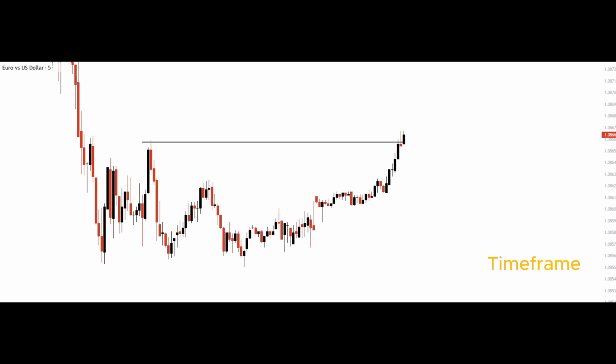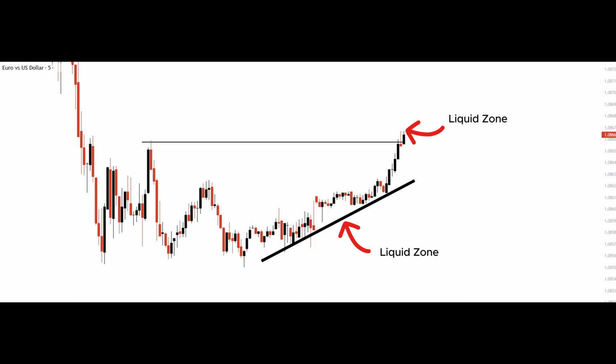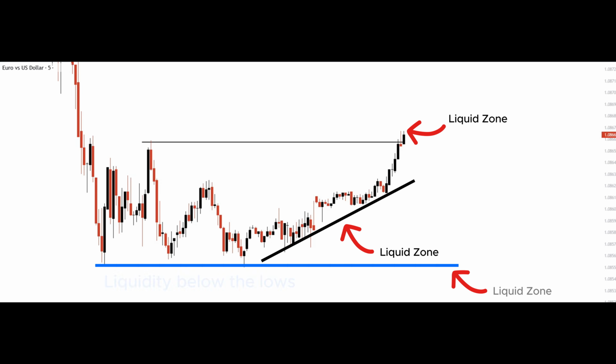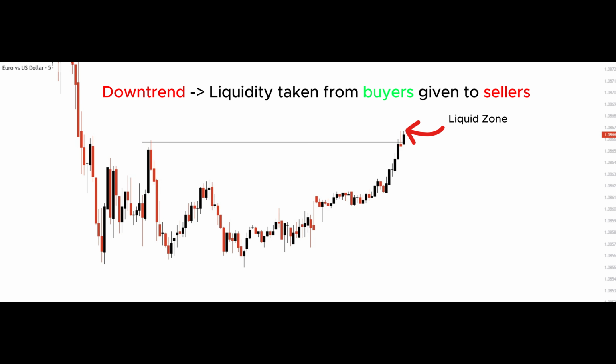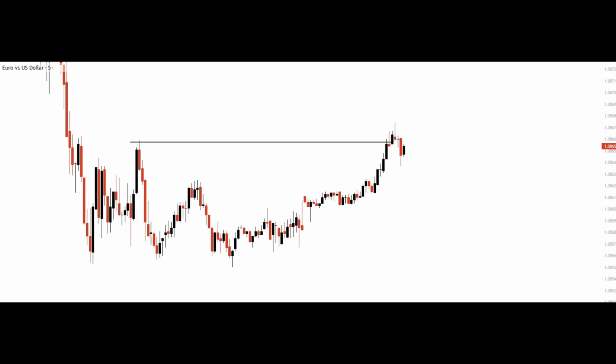The highly liquid zones of this chart are the high that the market has just broken, this ascending channel, which is also a highly liquid level, and lastly, the swing low levels. In a downtrend market, the liquidity is taken from the buyers to feed the move to the downside. So it is more likely that we can choose this level as being a liquidity sweep than the bottom of the range. It has failed to hold and quickly reversed down.